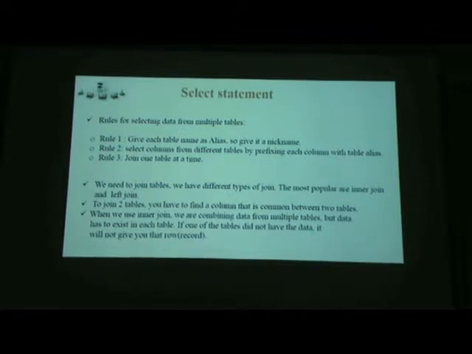Rule 2, select columns from different tables by prefixing each column with the table alias. For example, if you want to choose first name from student, then you write S dot first name. So S is the alias. Prefix that column with the alias of that table. Rule 3, join one table at a time.